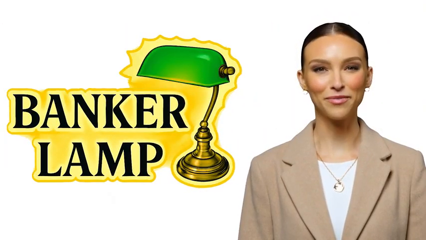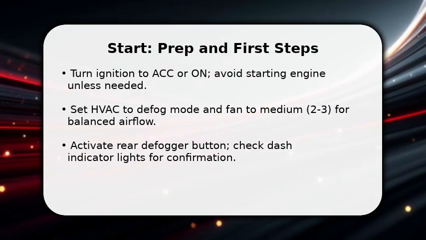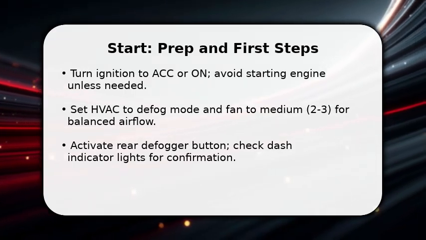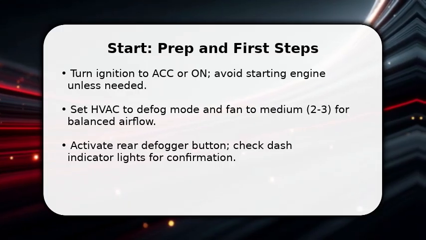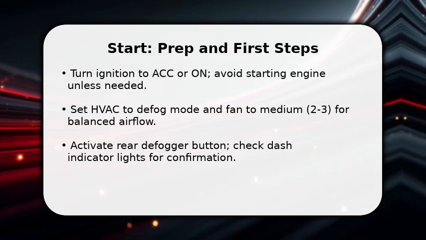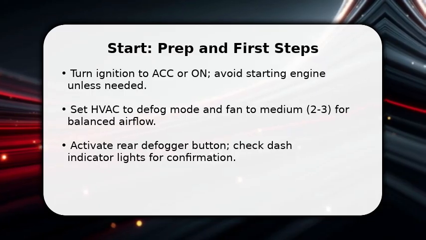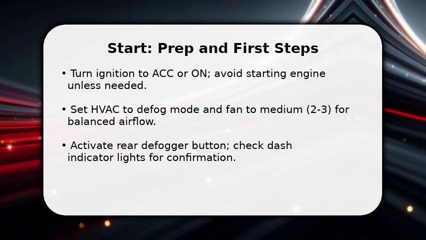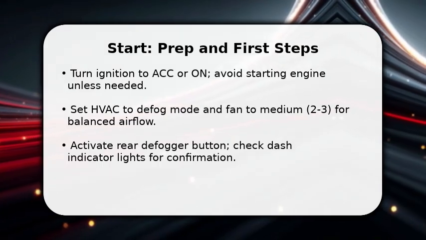You begin by powering the cabin systems. Turn the ignition to ACC or on so electronics are active. Next, select the defog mode on the HVAC control and set the fan to medium. This balances airflow and temperature. Then press the rear defogger switch and watch the indicator. It confirms the grid is powered.